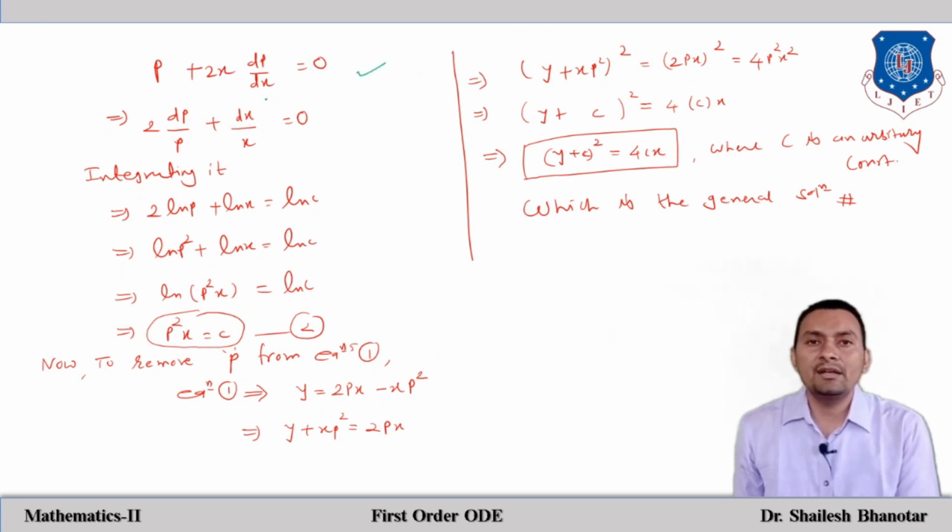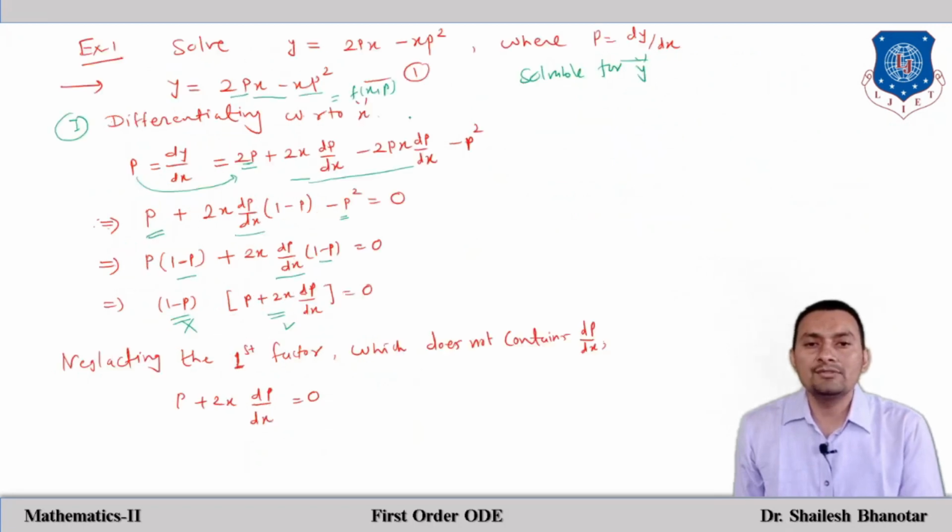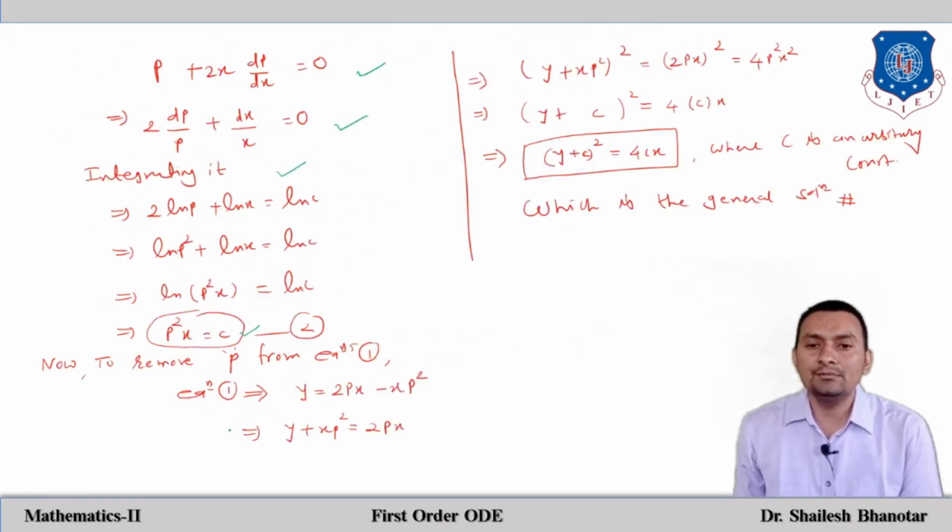Now it is very easy because we have the variable separable method, and we can apply that. So using the variable separable method, and then after integrating, we will have p square x is equal to c, and say this is equation number 2. Now I want to remove p from equation number 1 and equation number 2. So this is our equation number 1, and this is equation number 2. We have to remove p from equations 1 and 2.